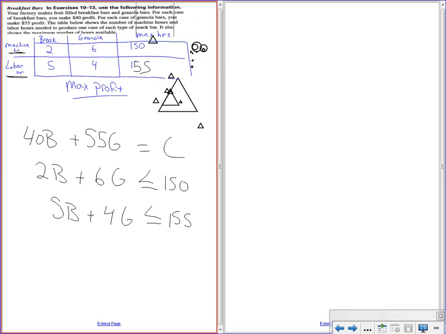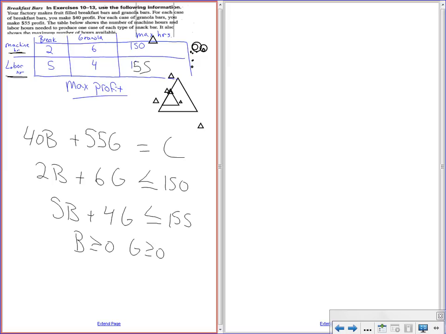Can I have negative breakfast bars, granola bars? No. So that has to hold true. Now, from here, it's just a matter of plotting, covering, and solving.